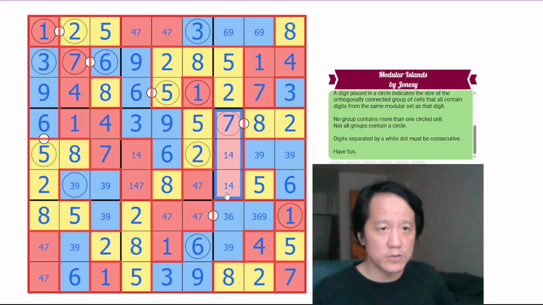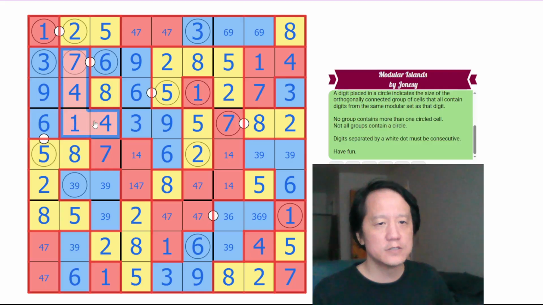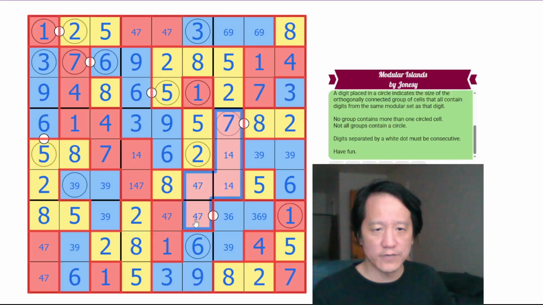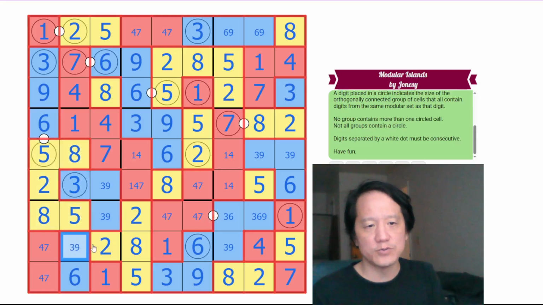Okay, so let's just make sure. This is size 1 as a region, 2, 7, that's 6, 7, 6, 5, 3, 1, 7, 2, 5. Oh, this is size 3. So that's 3, which makes this 9, which makes that 9, and makes that 3.